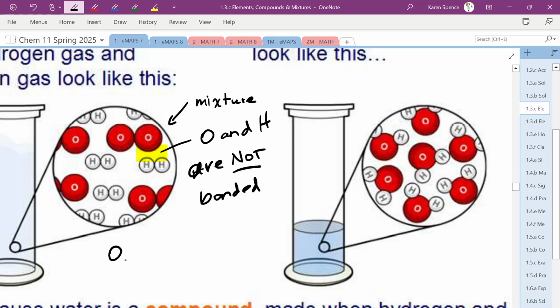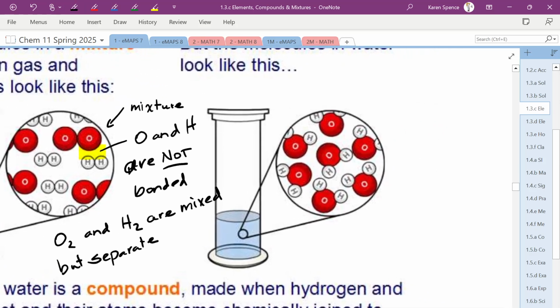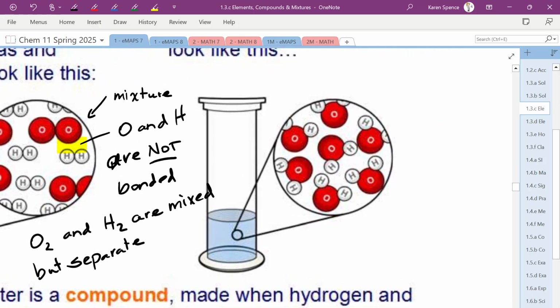O and H are separate. They're mixed, but they're separate. But over in water, is that a mixture? You say it's kind of like with oil, when oil is placed in water and it flows to the top. That's a mixture.